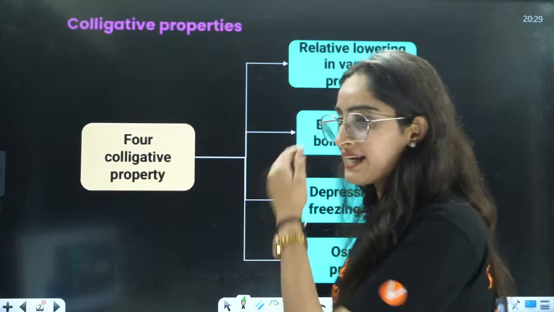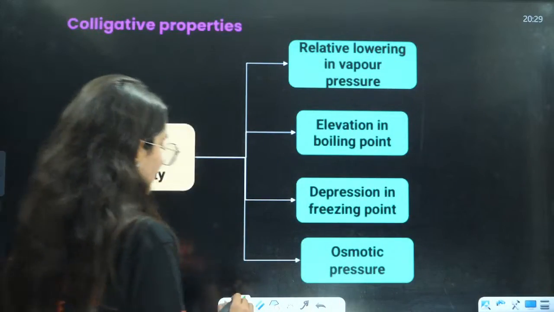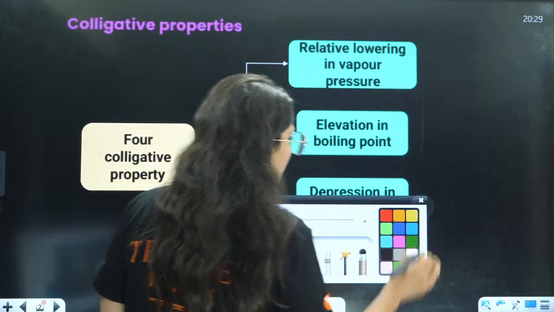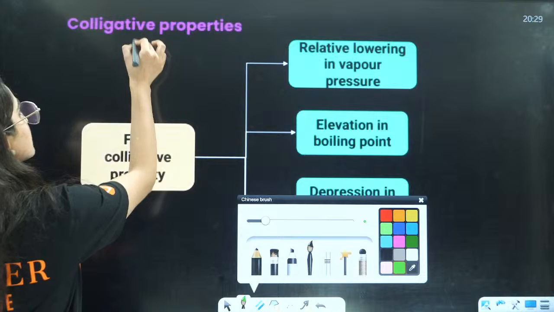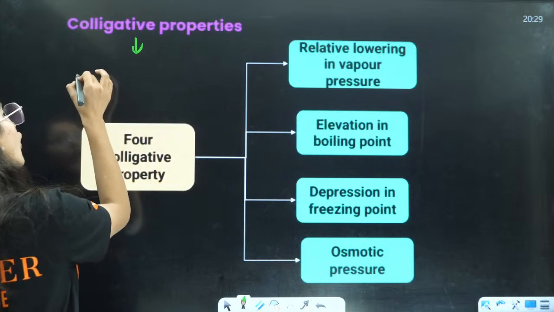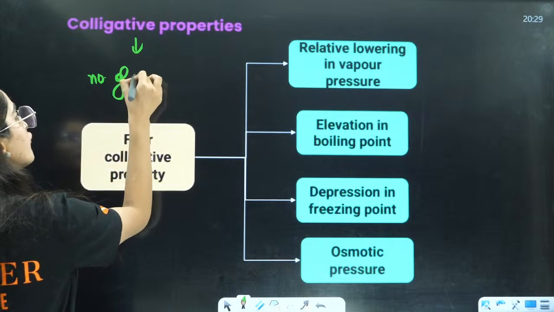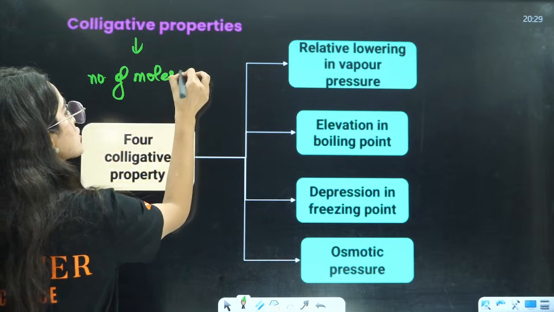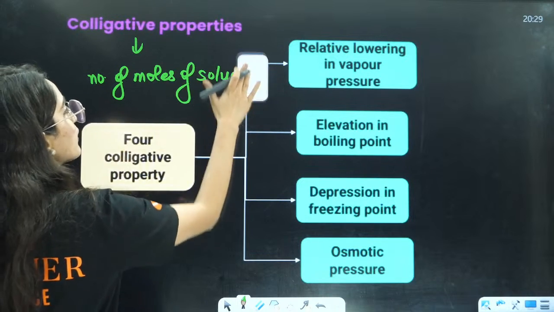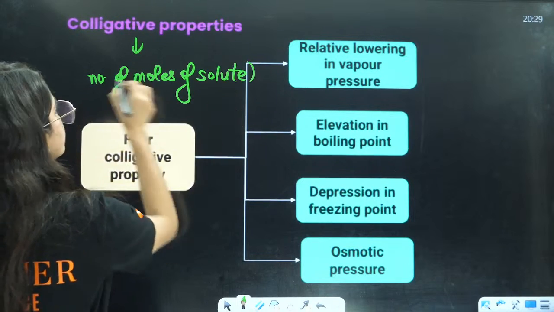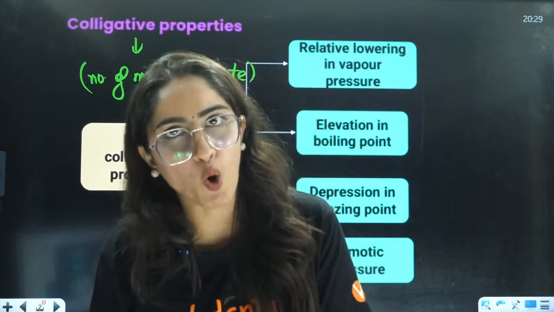Okay, so now let us start. First is, what is exactly colligative property? So anybody, what is colligative property? Colligative property just means the thing which is dependent on the number of moles of solute, or rather the number of particles of solute, right? That is called the colligative property.